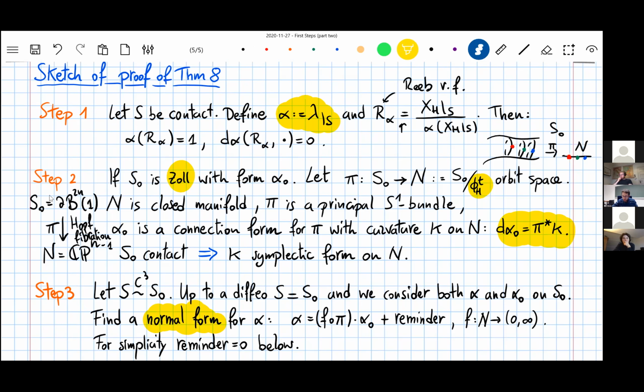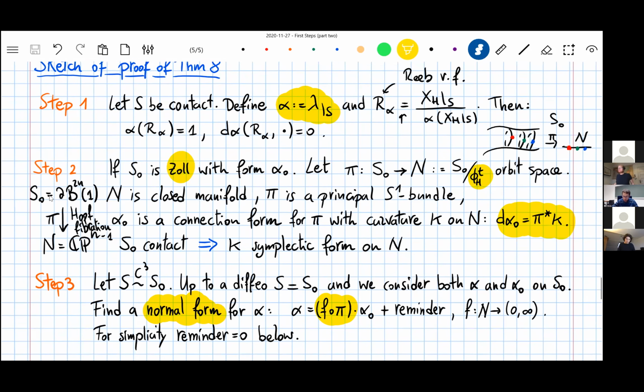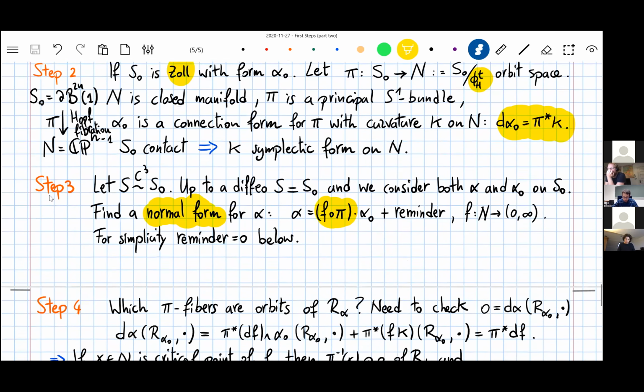And here the normal form that works for us is to write alpha as some function on the base times alpha 0 plus some kind of remainder. So now f is a function that lives on the base manifold. And for simplicity, for what comes next, we will assume this remainder to be 0. In the actual proof, it's a bit more involved and complicated.